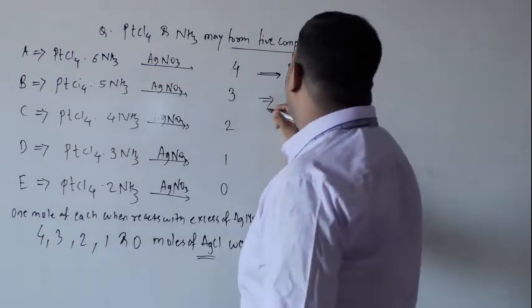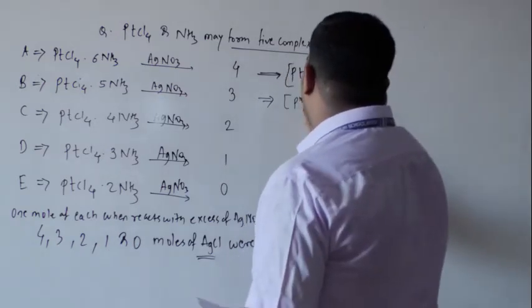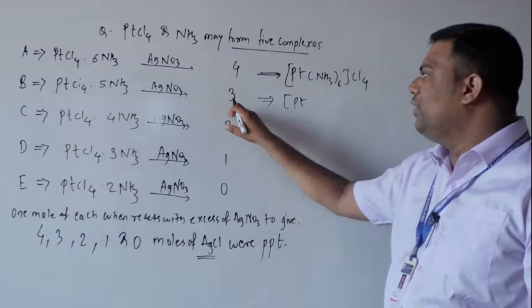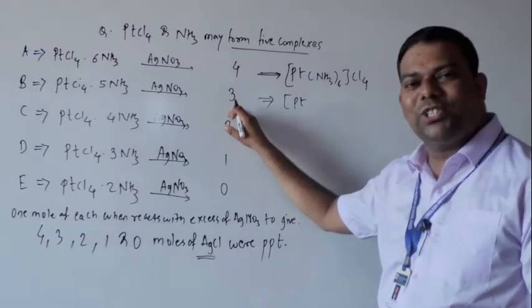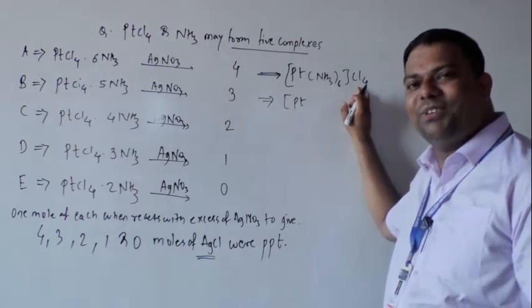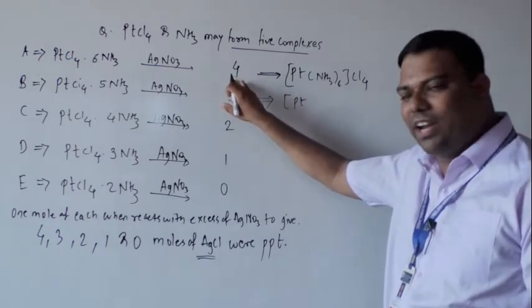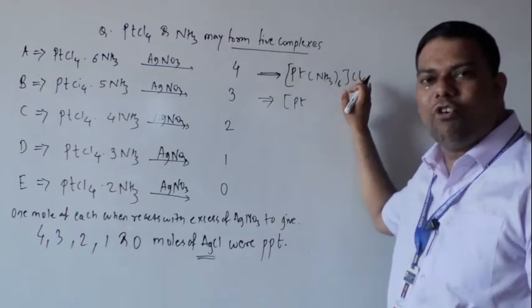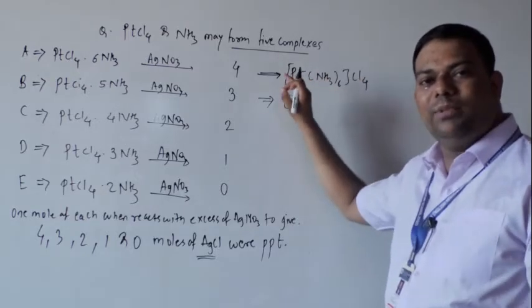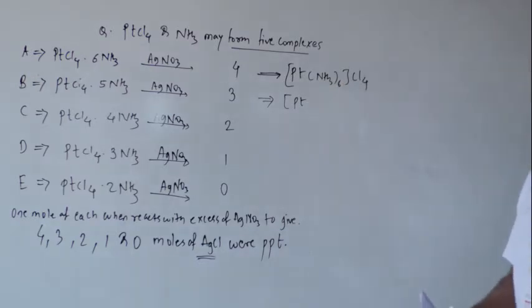Okay, now see what will happen for the next, B. Obviously Pt, so 3 moles of AgCl were precipitated, which means that 3 chlorines must be out of the coordination sphere, that is, ionizable. Okay, how much ionizable, 4, that's why 4 moles of AgCl were precipitated. Like that we have to derive the coordination complex. We have to write the formula of that complex. It is very important, it is your answer.